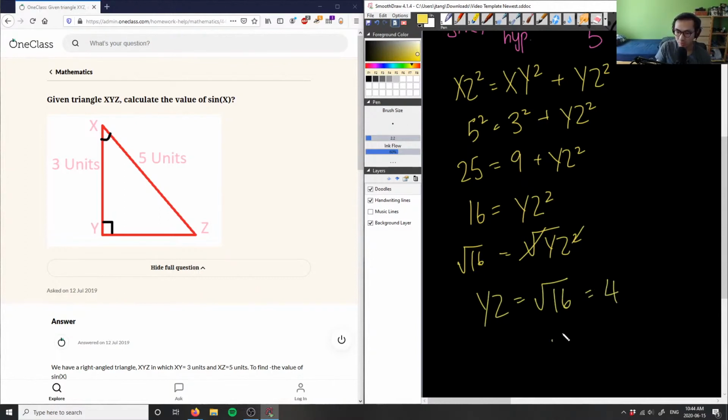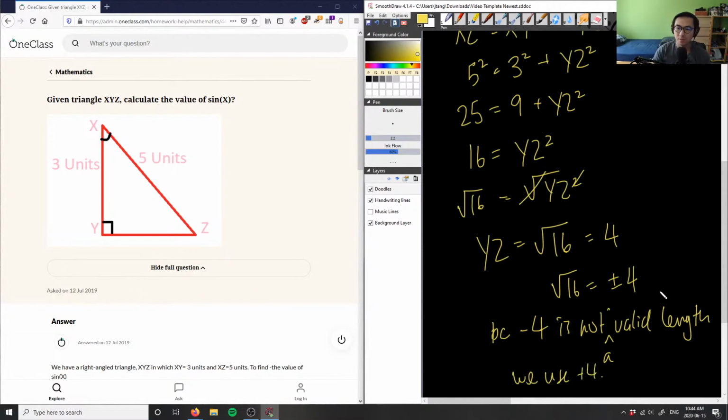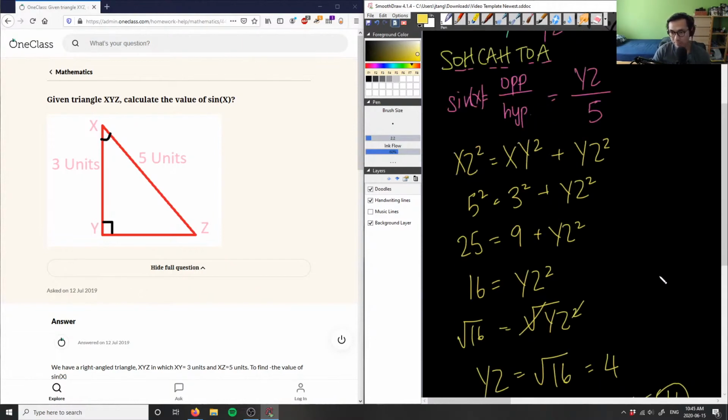And in this case, technically the square root of 16 is equal to plus or minus 4, but a negative value would not make sense, right? Because how do you get a negative length in our triangle? So because negative 4 is not a valid length, we use positive 4. In this case, we neglect this value and say that this is only equal to 4.